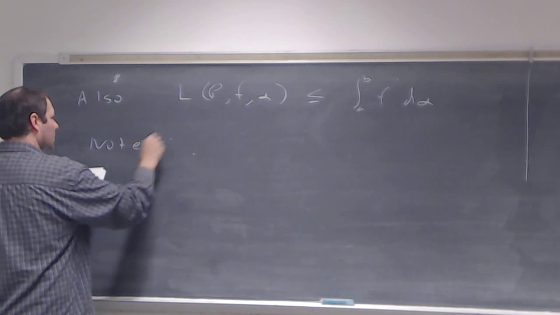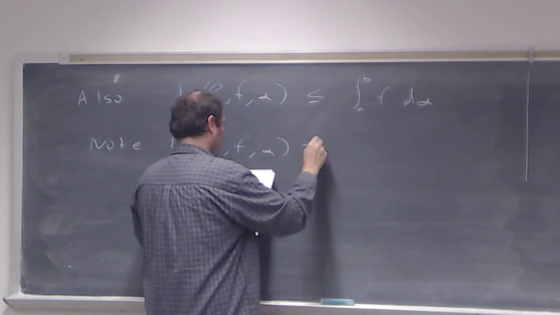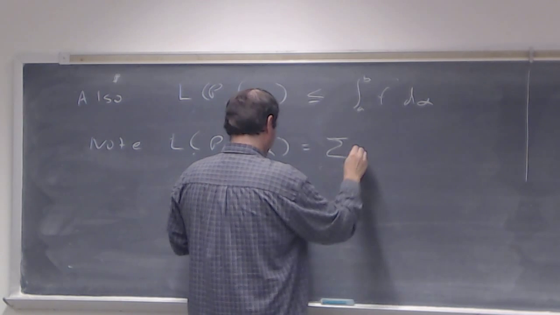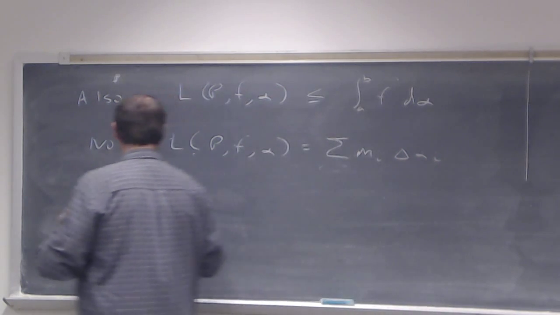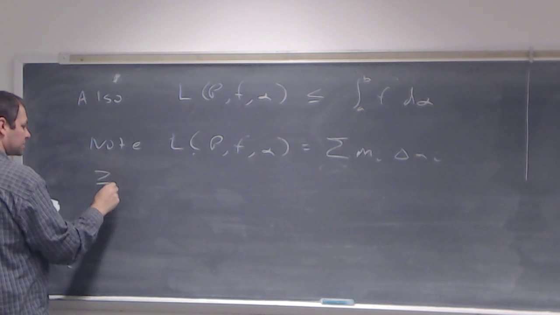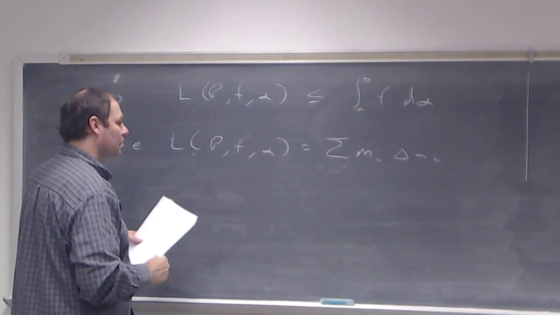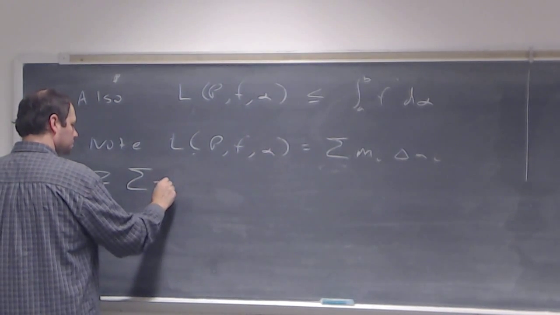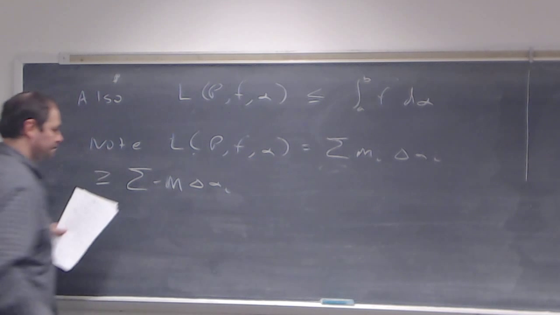Now note, this guy right here is going to be equal to, and I'm going to be a little bit more detailed than I was before, the sum of little m sub i's times Δα sub i's, i running from 1 to n. But that's going to be bigger than or equal to minus M times the sum of Δα sub i.